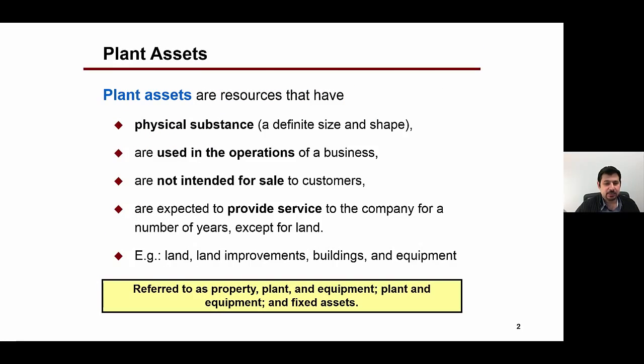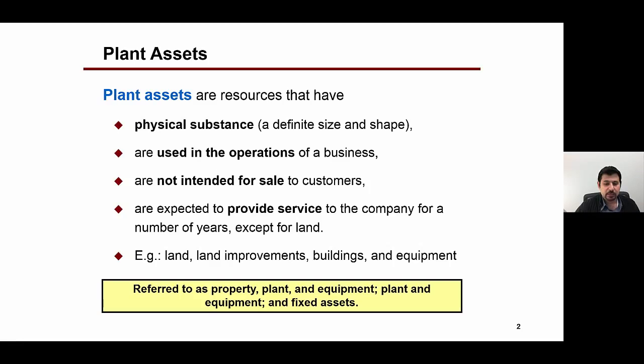So to start with, plant assets. These are resources that have certain characteristics. First of all, they must have a physical substance. They cannot be intangible. And they must be used in business activities. So they have to be used in operations and cannot be used for sale purposes. Let's take the example of a truck. If the company purchases a truck to deliver products, this is equipment, this is PPE, and it is used in business activities such as delivery and shipping.